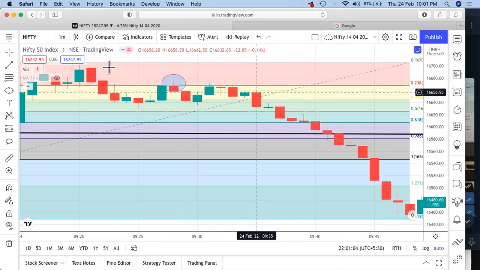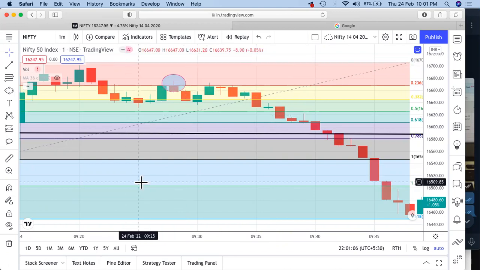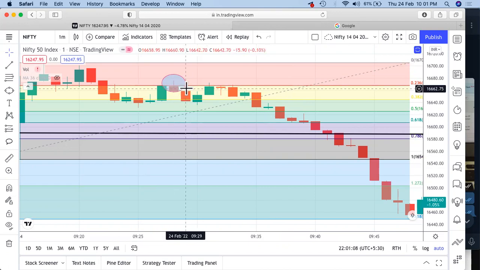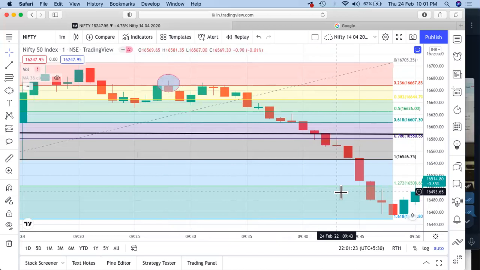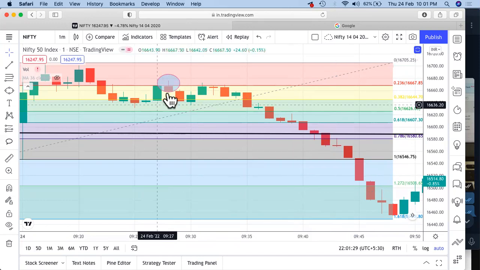I know that the range which is being made is of 150 points. I had taken my trade which was 100 points ahead. I didn't take a trade at the money. Why? Because the range which was being formed was huge, so I know that the target would also be huge.